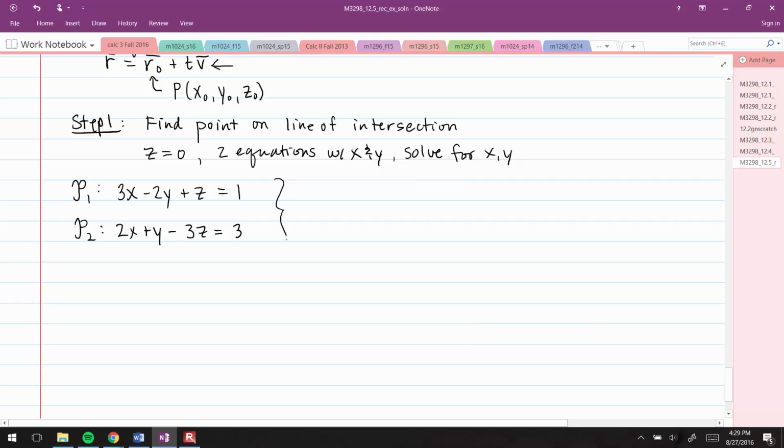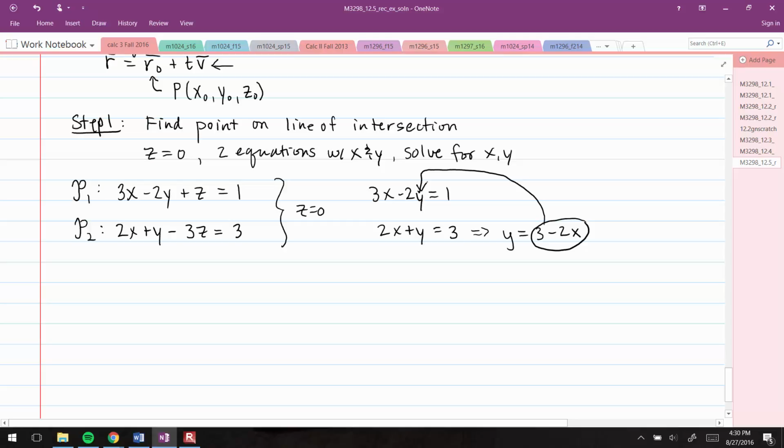So letting again z equals 0, what we're going to have is 3x minus 2y equals 1 for the first plane, and we'll have 2x plus y equals 3 for the second one. So there's our system. You can solve that any way you want. I think the way I'm going to solve it is with substitution, because the second equation is really easy to solve for y. And then I'm going to sub in 3 minus 2x for y. Do that below here, 3x minus 2 times (3 minus 2x) is equal to 1.